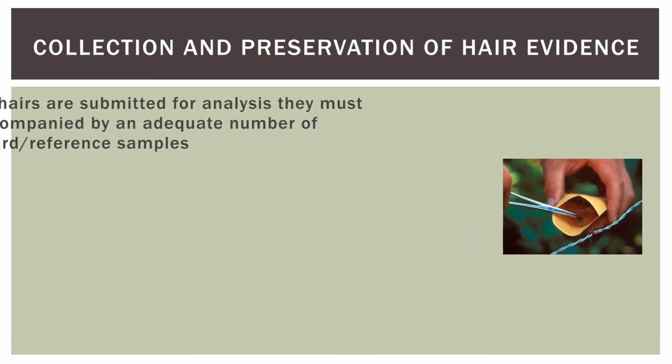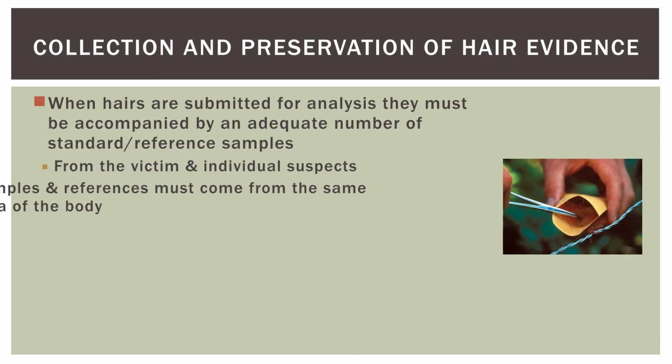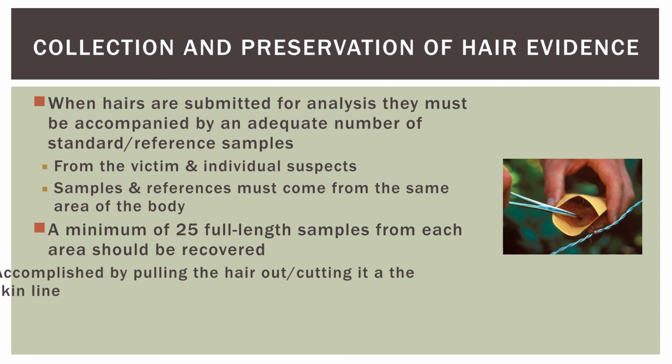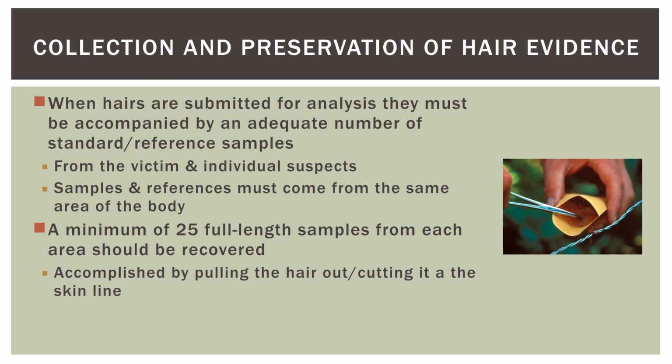With all of this, the collection and preserving of the hair evidence is key. When hairs are submitted for analysis, they must be accompanied by an adequate number of standard and reference samples, both from the victim and the individual suspects. Samples and references must come from the same area of the body. So if you're looking for head hair, then that's where the samples and references need to come from. If it's pubic hair, then that's where it needs to come from.